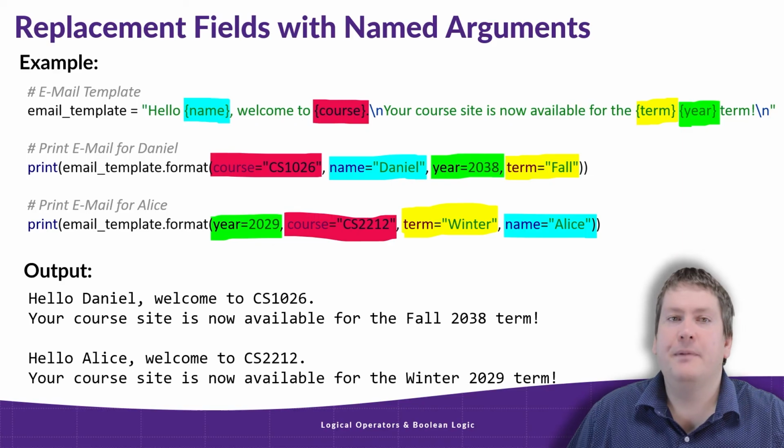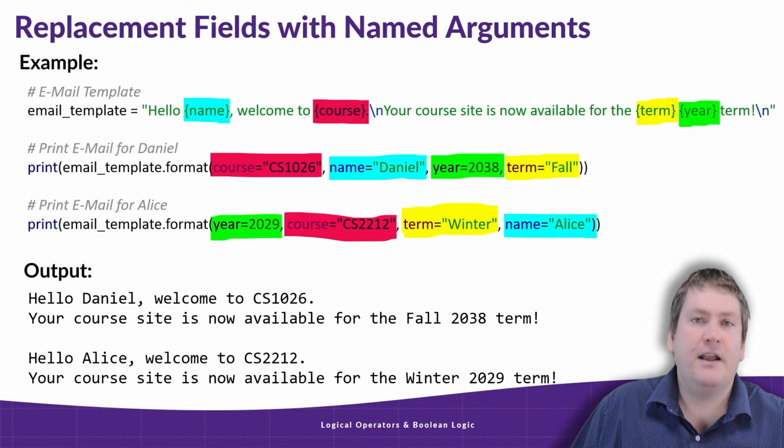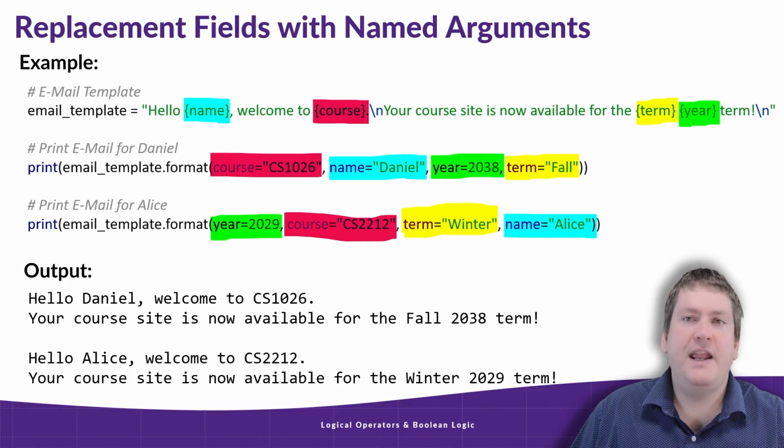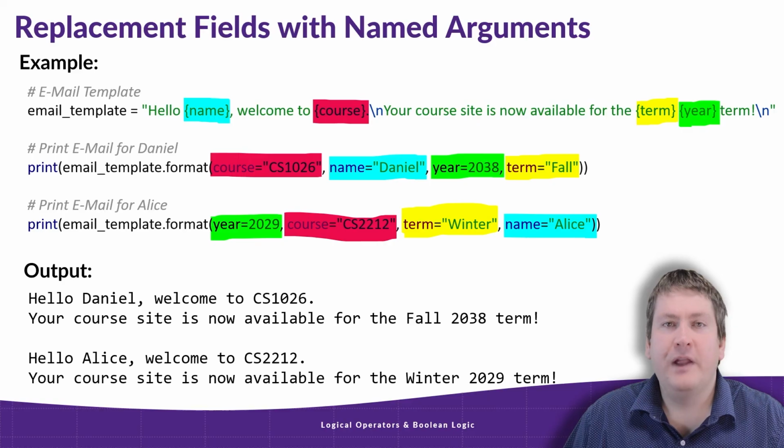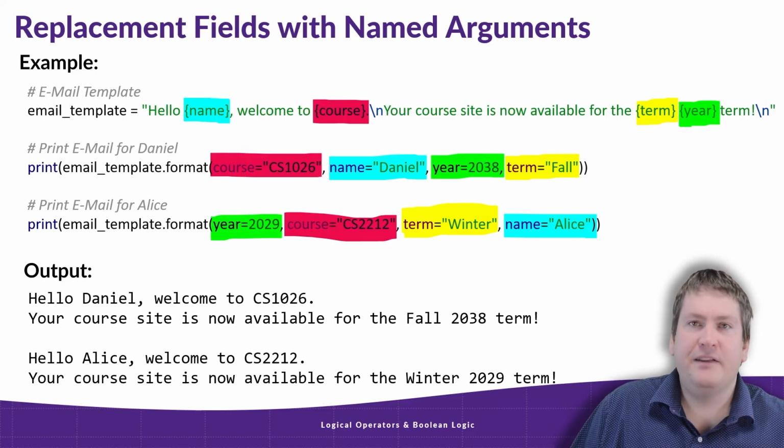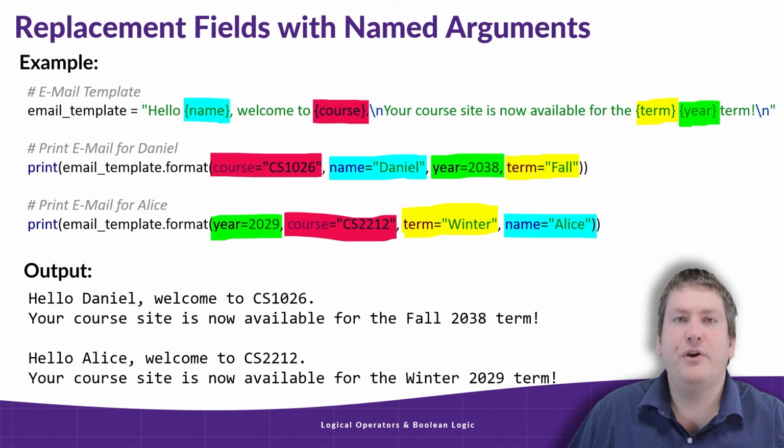This also means that they can come in any order each time we're using the template. You can see for Alice below that they come in a completely different order, but because they're named, they're going to end up in the right spot, and we're still going to get the same strings. So this can be extremely powerful, and you could see how this would be great for email templates, maybe even websites, where you always have the same sort of template, but you want to put in different string values, and you can keep reusing that over and over again.